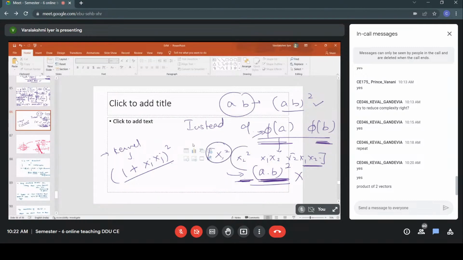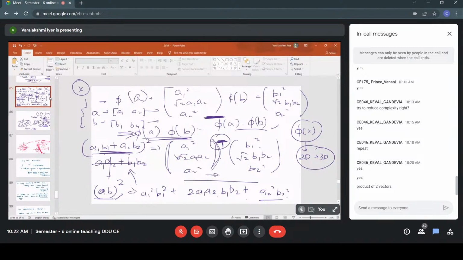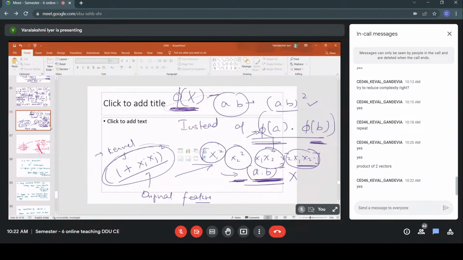Instead of learning these values, it will ultimately find a similarity to the phi of A and phi of B product using the original feature set that we have. So instead of finding phi of A and phi of B and performing the matrix multiplication and then obtaining the value, I can directly do A dot B the whole square and still obtain the same value. So why do we go? So instead, are you getting the point? We are not even going to learn the parameters that we have created using phi of x.